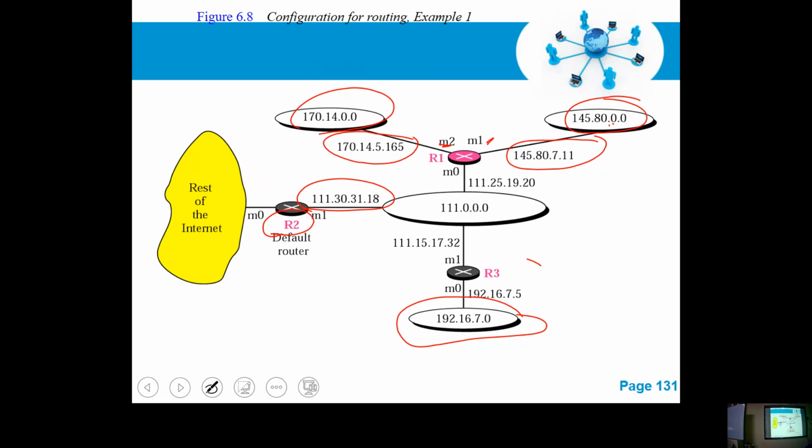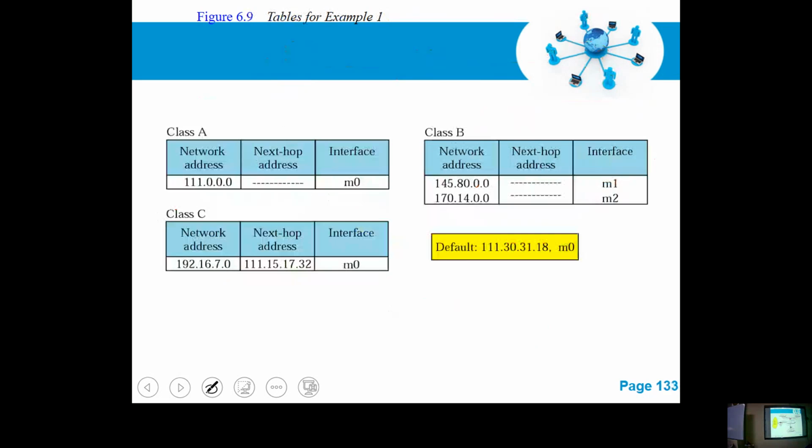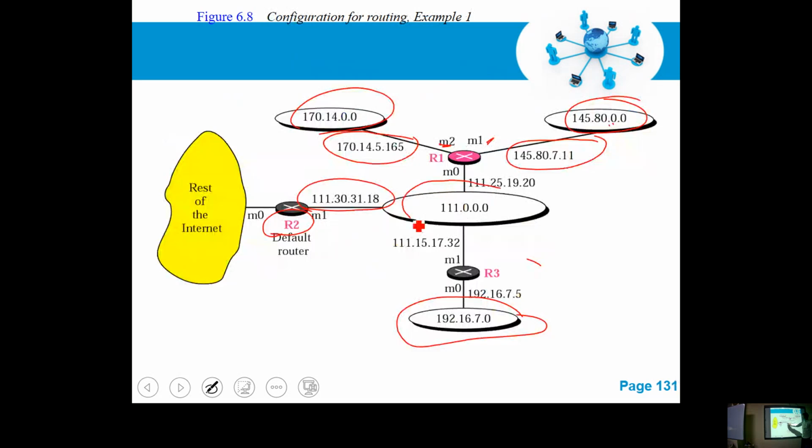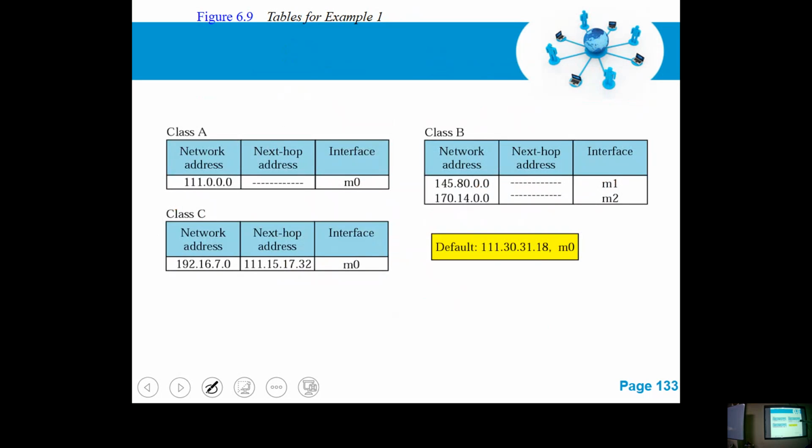So remember that and see here. Class A, that is directly connected, so we will be giving M0. Let's go back. This is class A, right? To go to this network, I have a direct connection. I do not have any intermediate routers, and the interface is M0. So I have direct connectivity. For the next hop I am not writing anything, but for the interface I write M0.